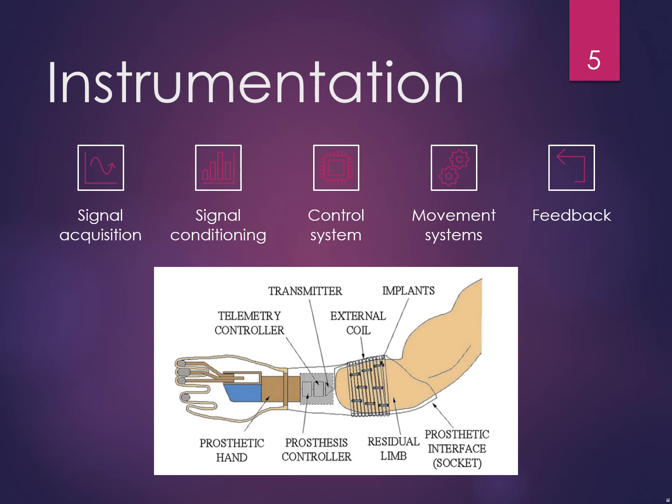A shown example here includes a basic system, such as the implants here, which are considered part of the signal acquisition, a transmitter and telemetry controller, which is part of the signal conditioning and control system, and then the prosthetic hands, which include the movement system.